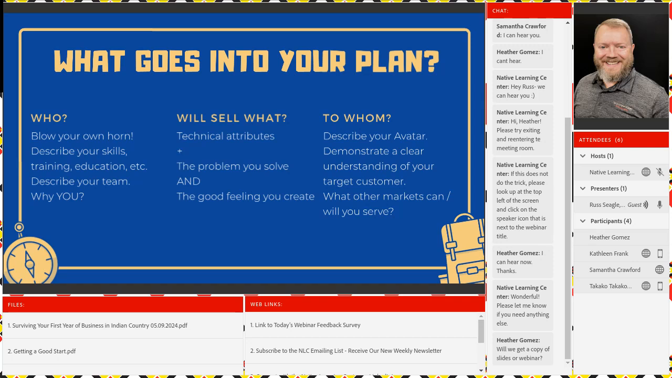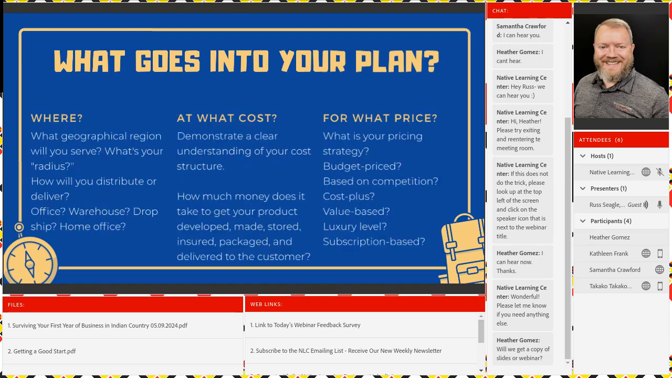If you can demonstrate a clear understanding of your target customer, then lenders are going to be interested in you. And you need to know, what are the other markets that you can serve? Who else can you go get if you know who your avatar is? Who are the people around those avatars? Where do you need to be? What is the geographic region you're going to serve? What is your radius? If you have a plumbing business and you're willing to drive 50 miles away from home, you take a compass, one of those with the pencil on one side and the pointer on the other, and put that little point on your house on a map. And you move that pencil out to a 50-mile radius and you draw a circle. Everything in that circle is your universe.